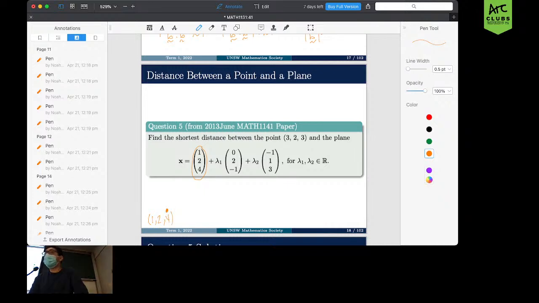And now we have our two direction vectors of the plane, 0, 2, -1, so this vector, and -1, 1, 3, so this vector. And they're going to span out our plane. So let's just say this is our first one. We'll say that is 0, 2, -1. And this is our second direction vector. That is -1, 1, 3. And essentially that's going to be the plane that's spanned out by vectors 0, 2, -1 and -1, 1, 3. Cool, so we have our plane drawn on the diagram. And now we're trying to find the shortest distance between the point 3, 2, 3 and that plane.